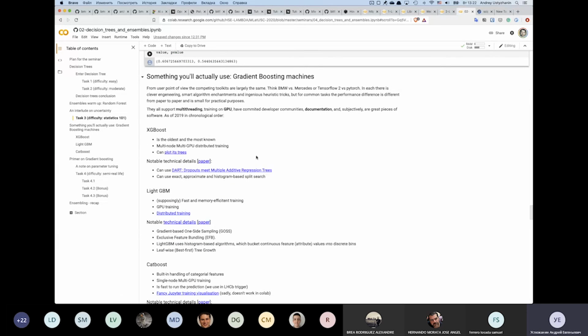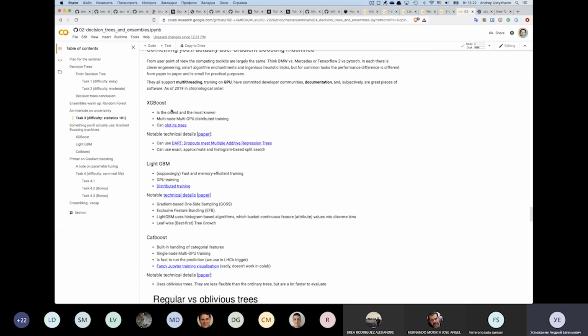So there is a family of different gradient-boosted decision trees that can support training on GPU and have quite extensive documentation and support. The most prominent one is called XGBoost.